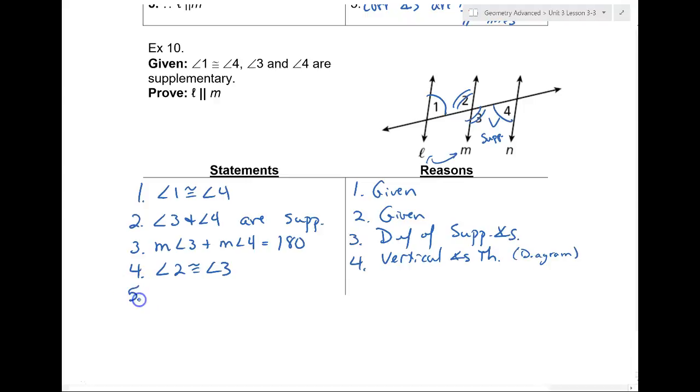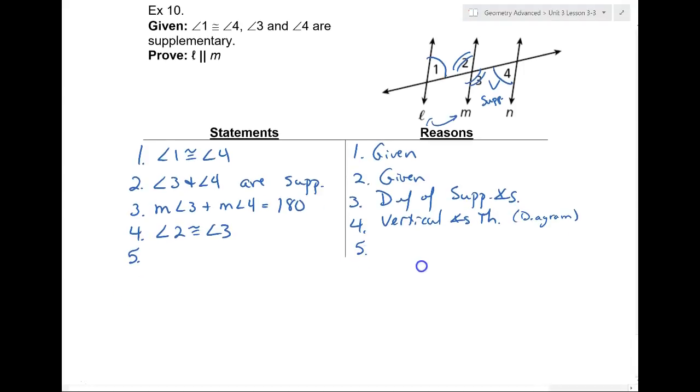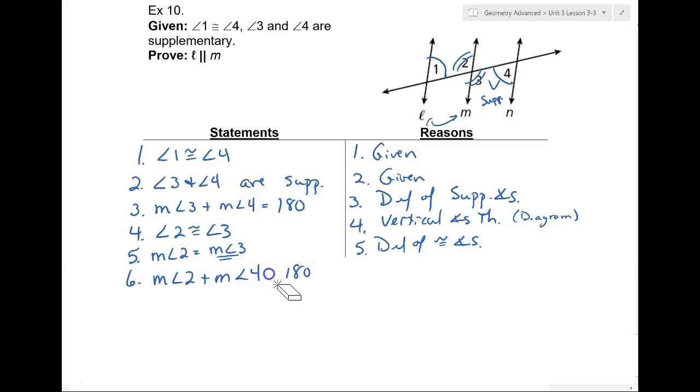And then I really would like to substitute it into that equation. So I'm going to have to change it to equal each other. And that's just the definition of congruent angles, right? Guys, can I substitute it in now? Okay, here I can replace 3 with 2. So the measure of angle 2 plus the measure of angle 4 is equal to 180. And that's the substitution property.